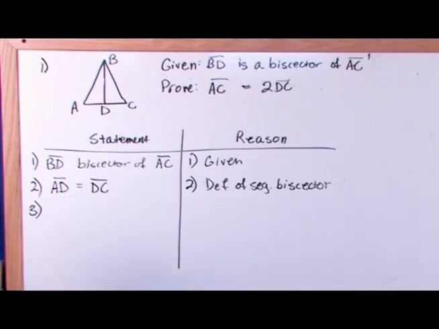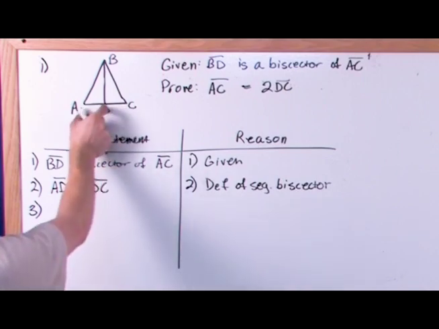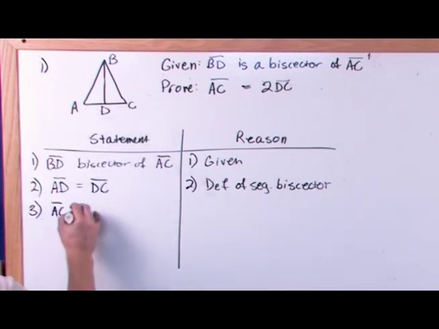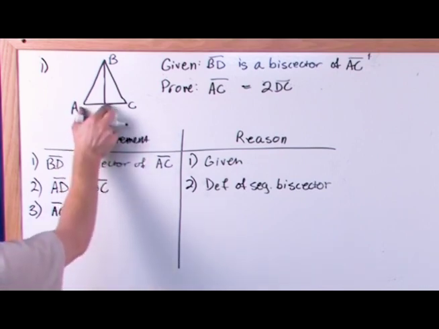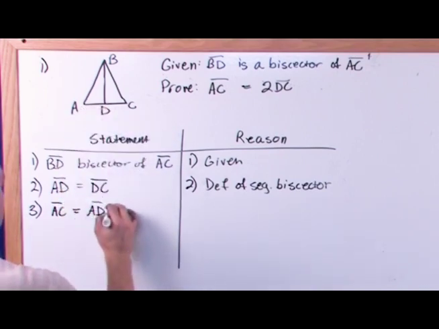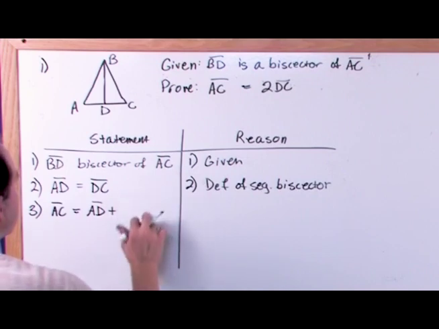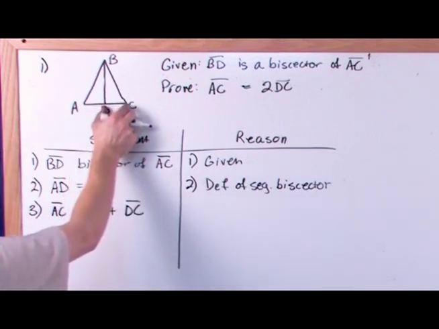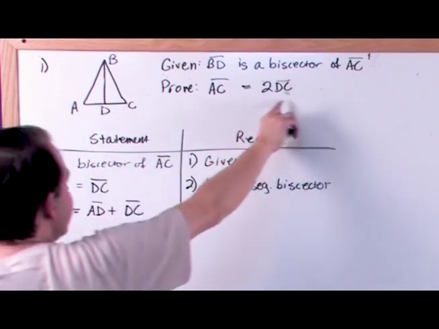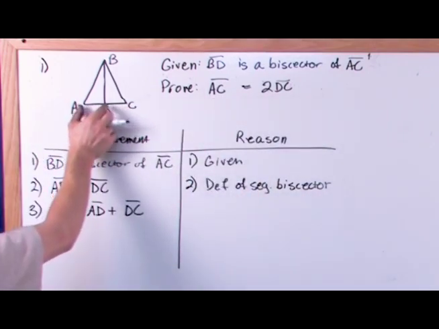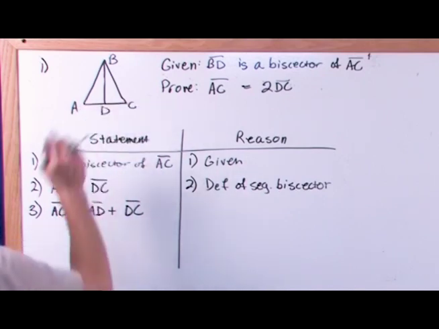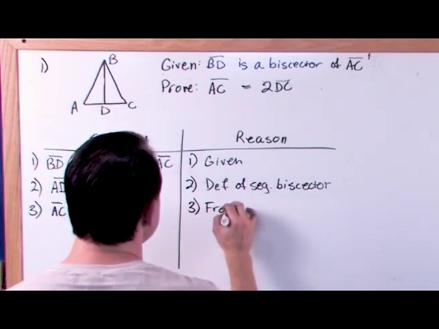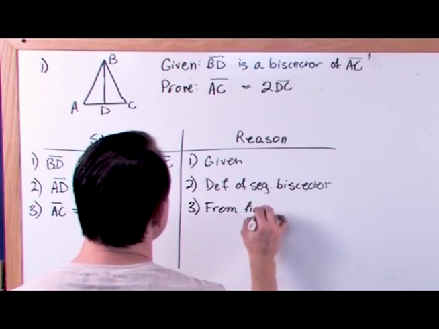The next step in the chain is to figure out what is the relationship between these segments. Now, AC, which is the whole thing, is equal to AD plus DC. We haven't said anything about this 2DC business. All I'm saying is that this entire segment is equal to this plus this. And you can even use in your justification: from figure.